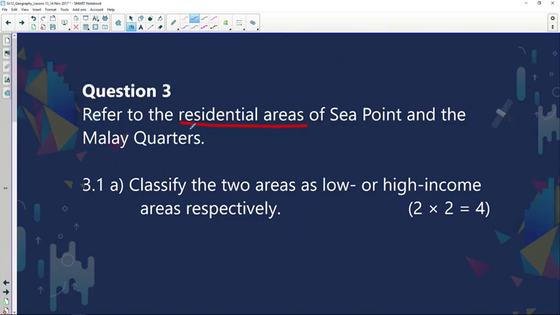Let's continue looking at question number 3 in the revision exercises. Question 3 asks, refer to the residential areas. What does residential mean? It's where families live. It's where people live. At Sea Point and at the Malay Quarters.